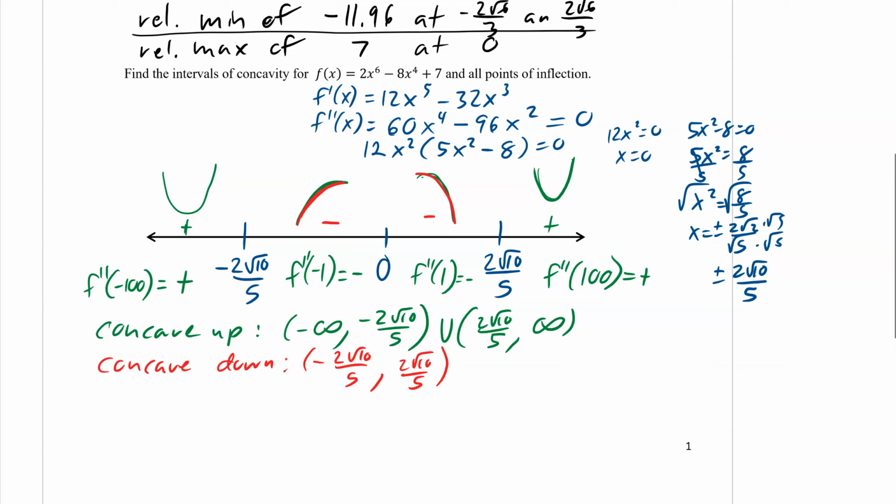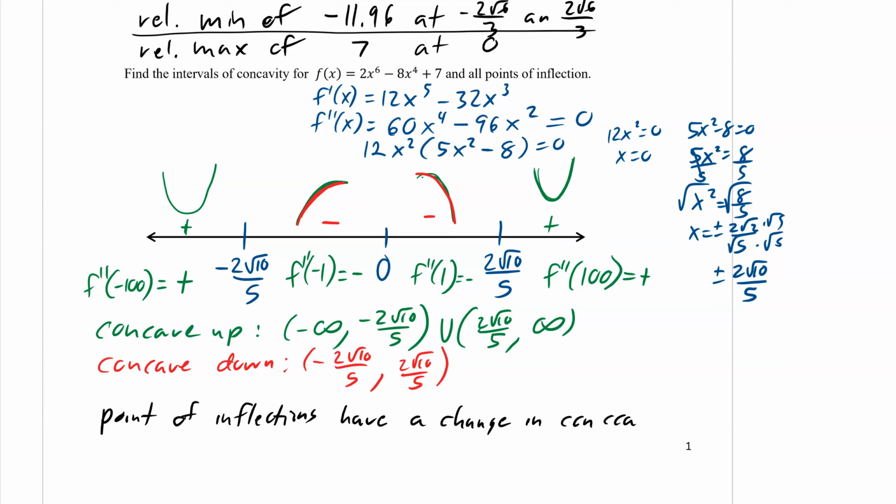So points of inflection have to have a change in concavity. So we're going to change from concave up to concave down, or concave down to concave up. So it went from positive to negative, concave up to concave down, at negative 2 rad 10 over 5, which means that is a point of inflection. It also changed concavity from negative to positive here, so this would also be a point of inflection.